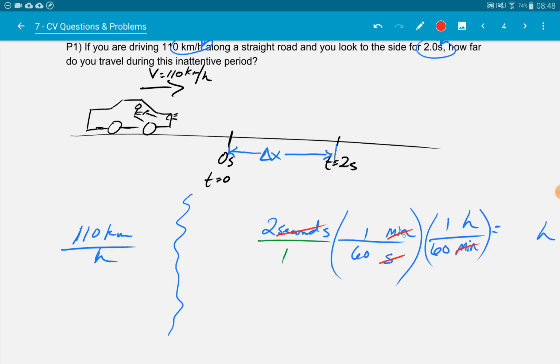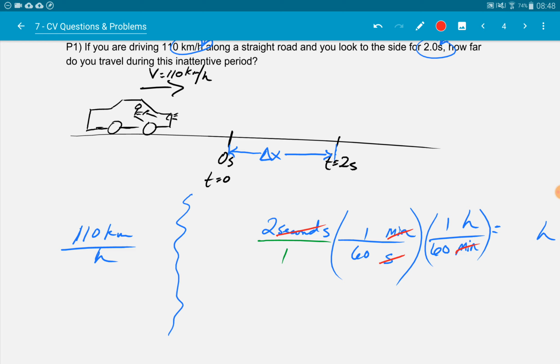Now I'm just multiplying these fractions as we normally multiply fractions, always straight across. So 2 times 1 times 1, divided by 1 times 60 times 60. And when you're doing this in your calculator, make sure you put parentheses around that denominator. Otherwise, you'll be getting something else.